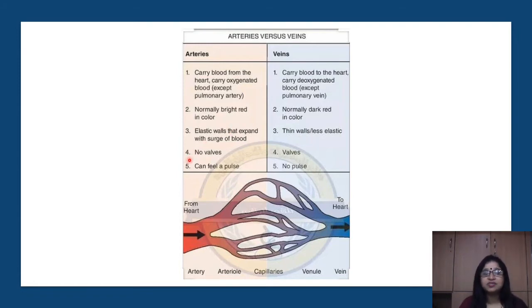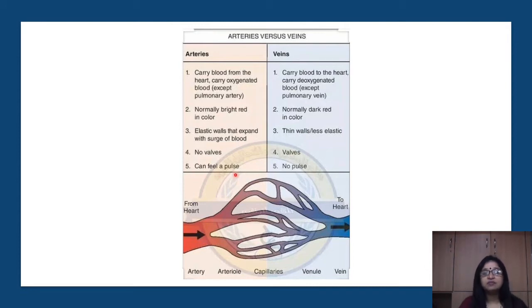No valves are present in the arteries because the pressure from the heart is enough to drive the blood through these vessels. But veins carry blood, especially from the lower half of the body, against gravity. So there is every chance that this column of blood can flow back. So there need to be valves which will allow blood to flow only in one direction and prevent the backflow of blood. This helps for efficient venous drainage in our body.